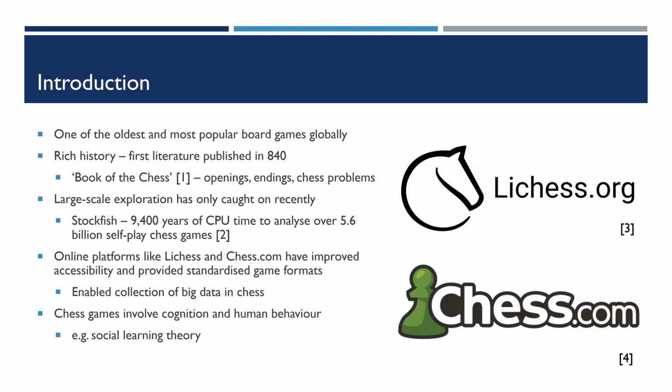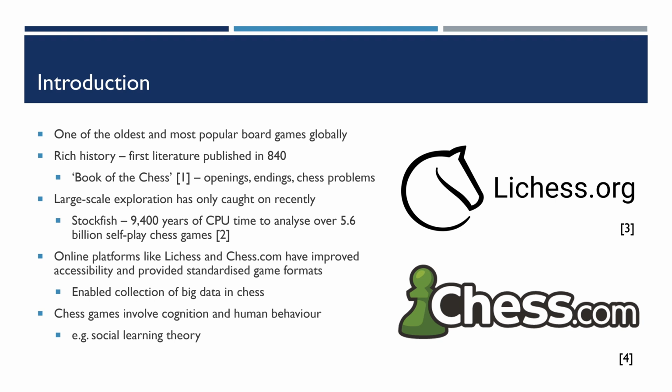Chess is one of the oldest and most popular board games globally, with a rich history. The first literature, Book of the Chess, was published in 840. It contained openings, endings, and other chess problems. However, the large-scale exploration of chess has only caught on recently.